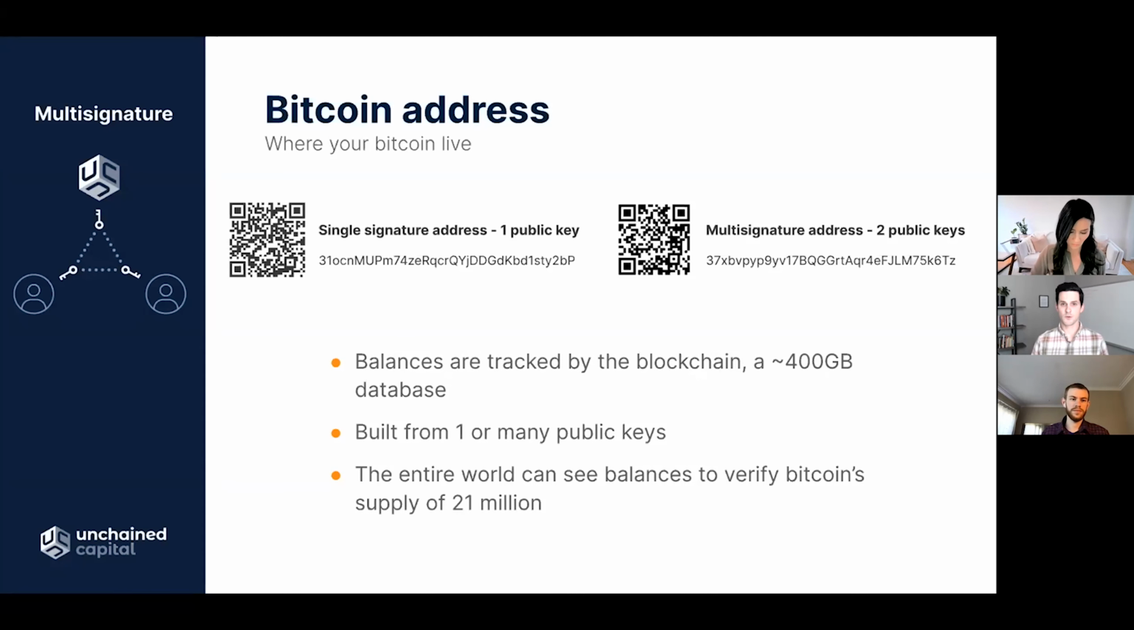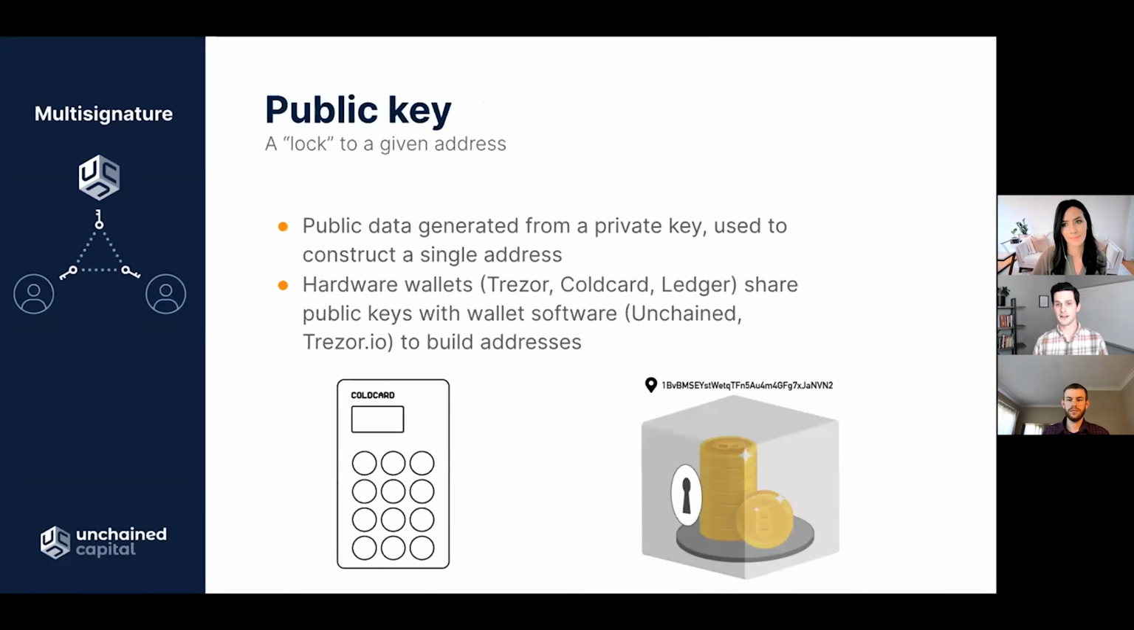Let's jump over to the next one. We'll start a key and lock analogy to help think about some of these terms more clearly. A public key can be thought of as a lock to a given address. Public keys are used to build addresses where Bitcoin is deposited. So what is a public key? It's public data generated from a private key. A private key can be thought of as a key; we'll get to that one next. So, public data generated from a private key used to construct a single address.